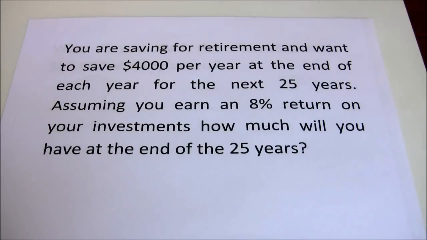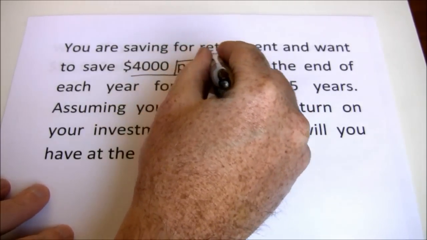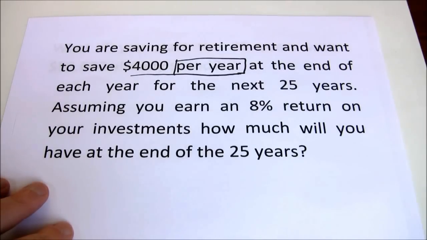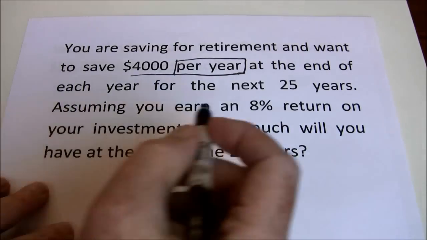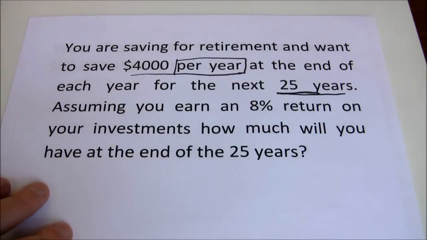Okay, now you're saving for retirement. You want to save $4,000 per year. That $4,000 per year, key part there is where you see that per year. That tells us we're dealing with an annuity. We're going to be using our PMT button here. Per year means annuity. Anytime you see per year or per month or each year or every year, something like that, where you know you have the same cash flow every year for a fixed number of years, you're dealing with an annuity. Got a 25-year time horizon here, so N is going to be 25.